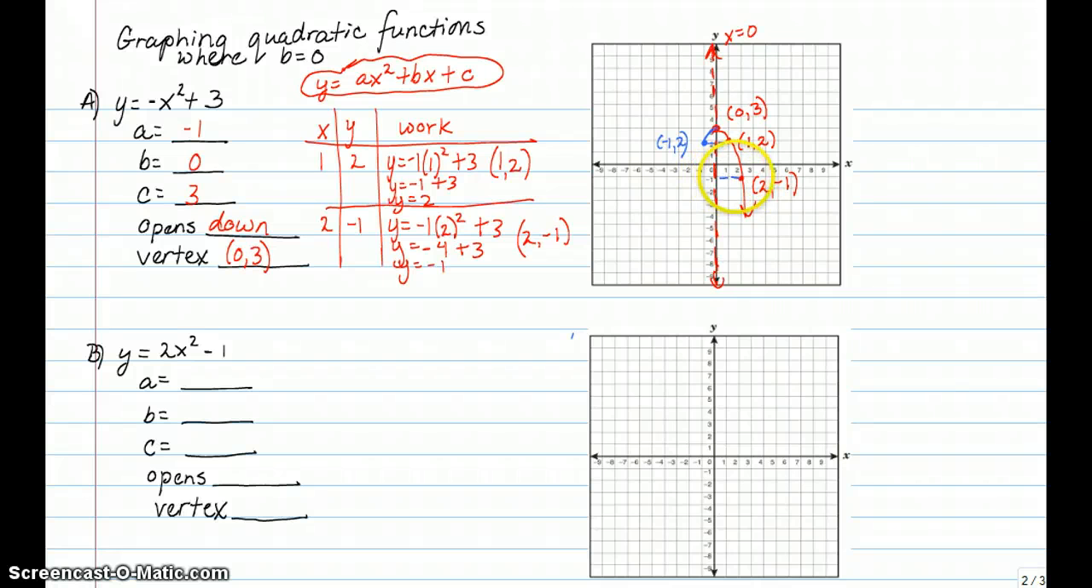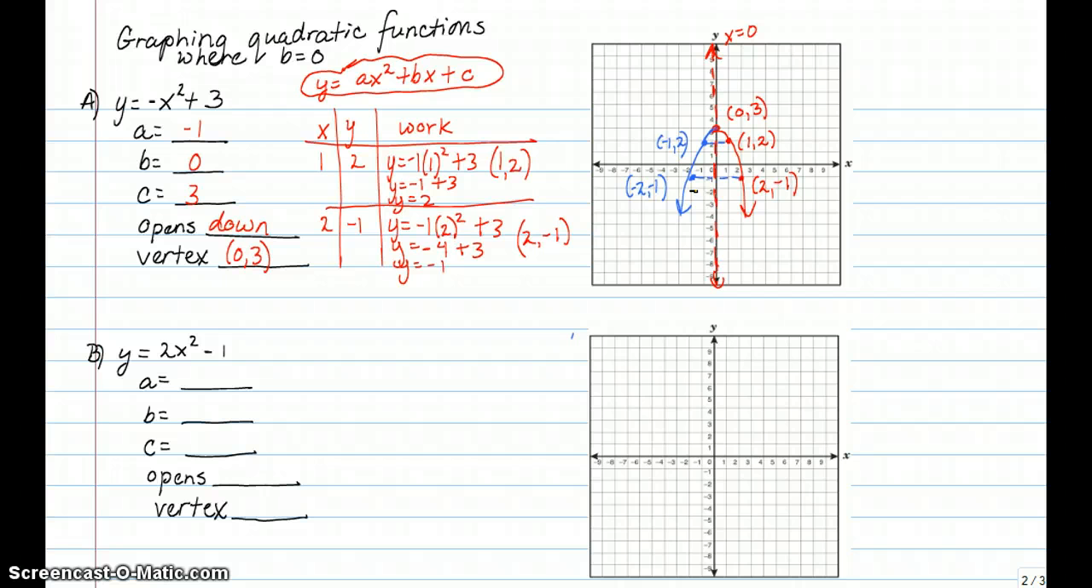This point is 2 from the axis of symmetry on the right, so go 2 to the left, plot a point. That's going to be negative 2, negative 1. Connect through the point and draw your arrow. There's your parabola.